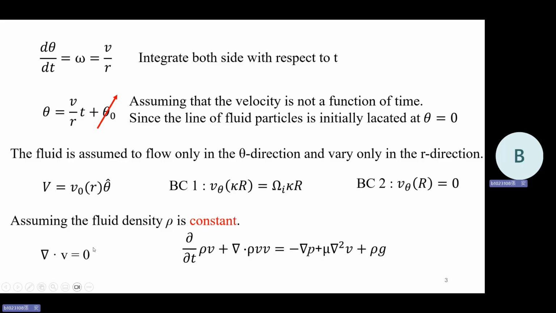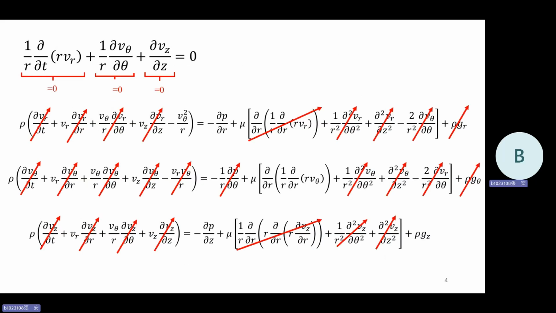We know that v r is equal to 0 and v z is equal to 0, and v theta is a function of r. So in this case, this term is equal to 0, because v r is equal to 0. And this term is equal to 0, because v z is equal to 0. And v theta is a function of r, so this term is equal to 0.